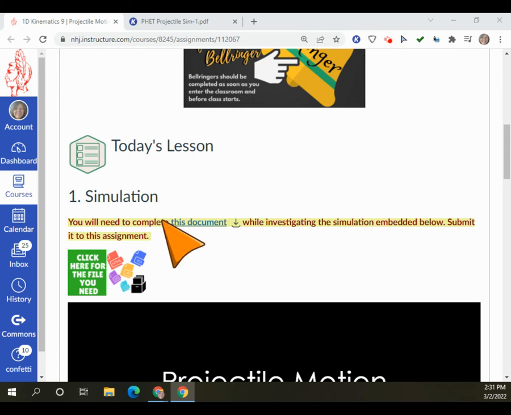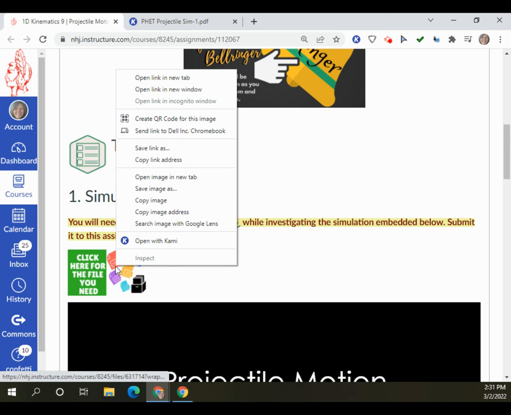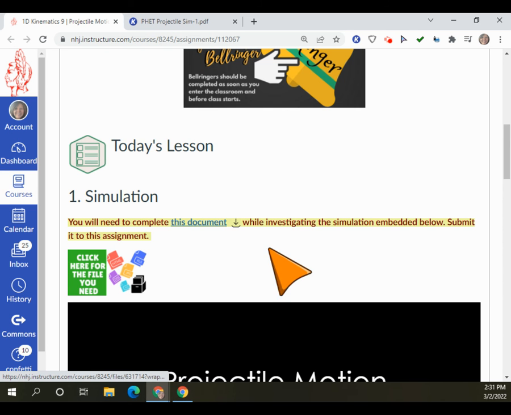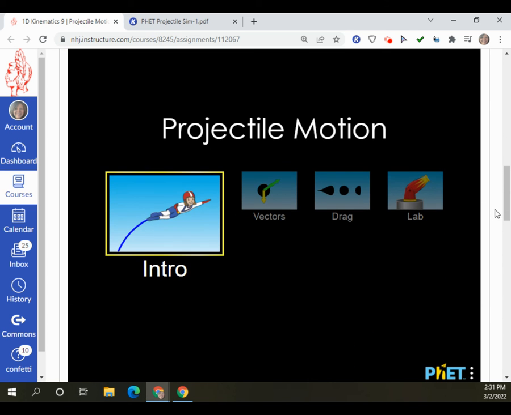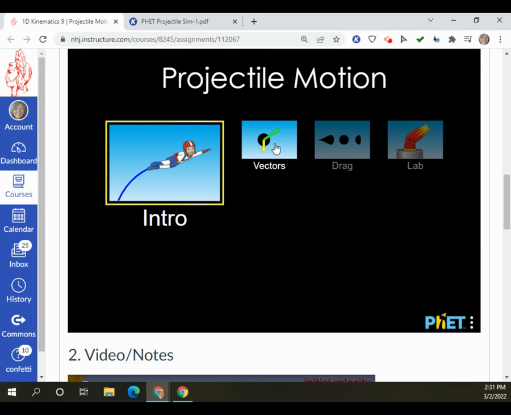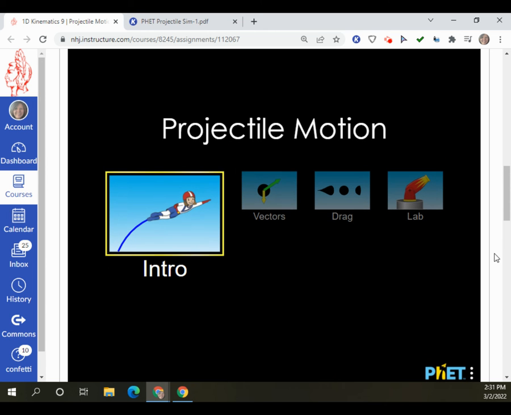Today you are going to be filling out this document here. I would highly advise you to right click or two finger click on your touchpad, open with Cami so that you can type on it, and then you'll be submitting that as a PDF, right? So we will be working with this PhET simulation here. We will be in the intro part. We will move over to vectors in part of it.